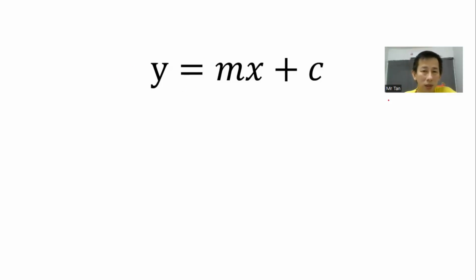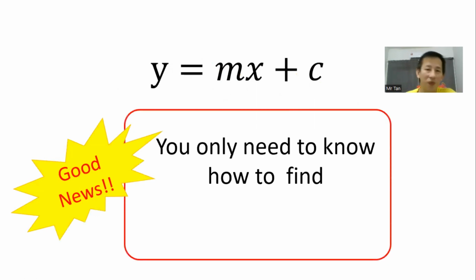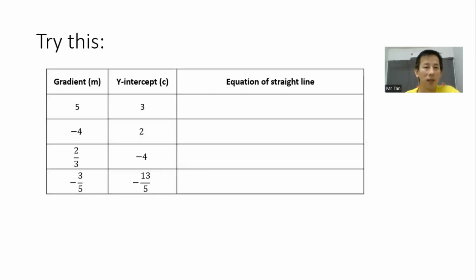As you know, this is the general equation of a line, y = mx + c, where m is the slope or the steepness of the graph and c is the y-intercept. I have good news for you. You only need to know how to find m and c in order to find the equation of a line. Okay, let's try this.